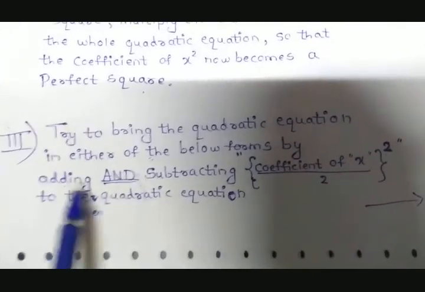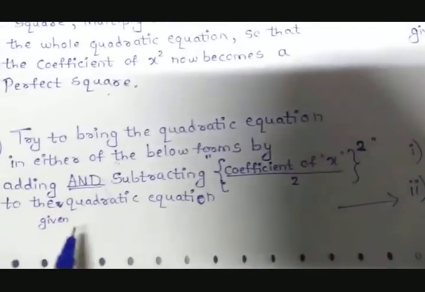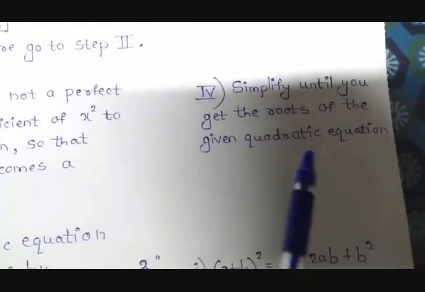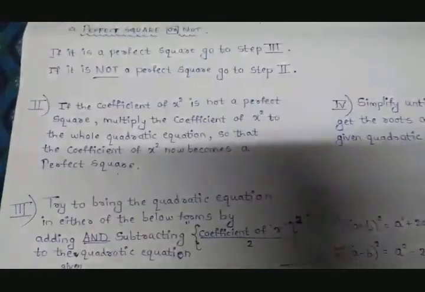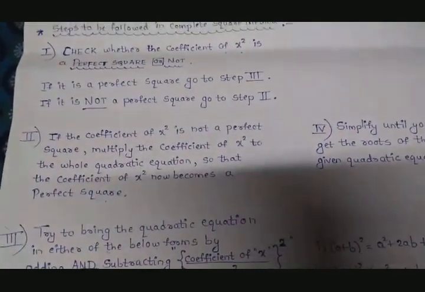So you have to add as well as subtract the coefficient of x by 2 whole square to the given quadratic equation. And after that, step 4 is to simplify until you get the roots of the given quadratic equation. So you have to simplify it until you get the 2 roots of the given quadratic equation. So these were the steps regarding the complete square method.